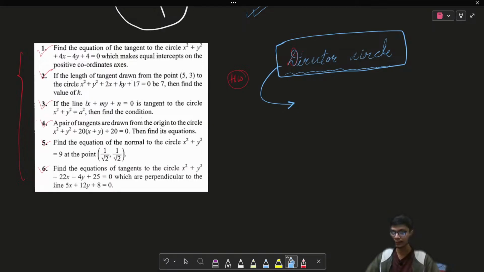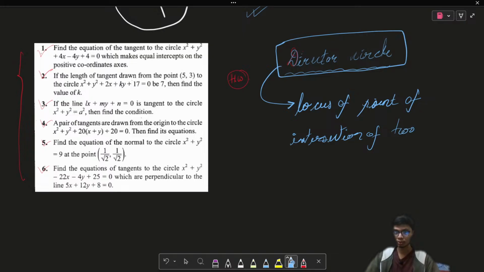So what is the director circle? The director circle is nothing but the locus of the point of intersection of two perpendicular tangents. If you have two perpendicular tangents to a given curve, then the locus of their point of intersection gives me the director circle. It is also simply known as the locus of the point of intersection of perpendicular tangents.